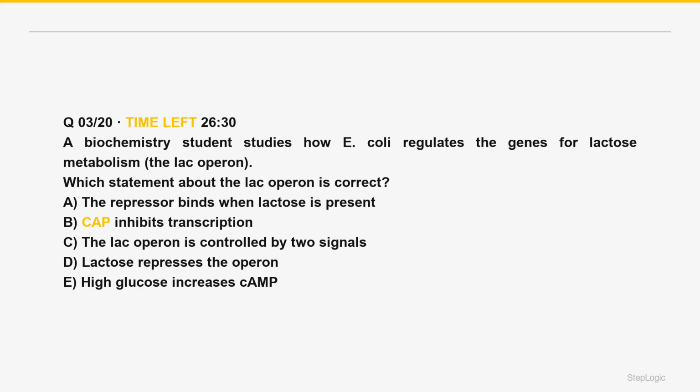Which statement about the lac operon is correct? A biochemistry student studies how E. coli regulates the genes for lactose metabolism, the lac operon. Read the command. Which lac operon statement is correct? Lactose, allolactose, inactivates repressor, leads to ON. Low glucose leads to increased cAMP, leads to CAP enhances. Max with high lactose plus low glucose. High glucose is catabolite repression.